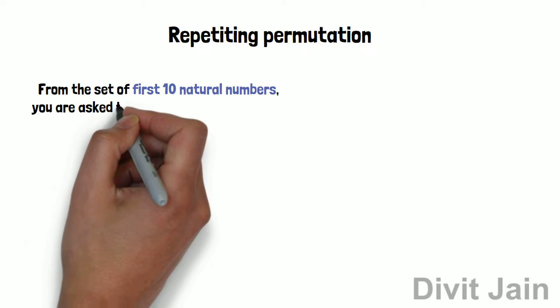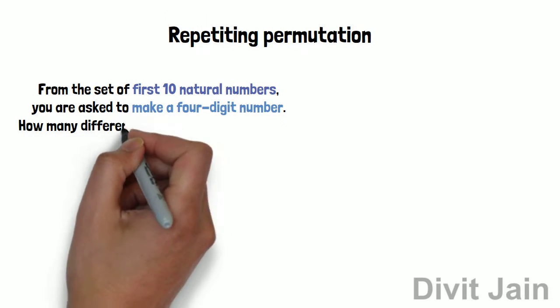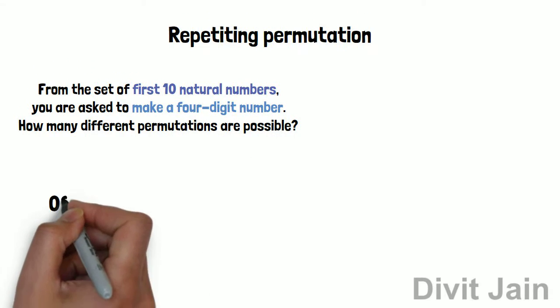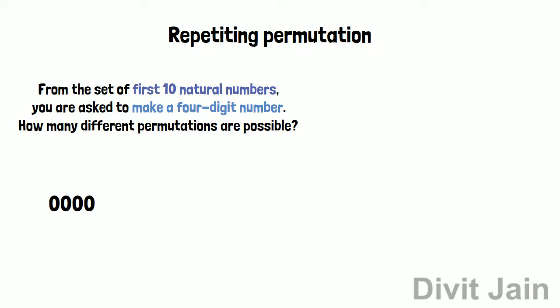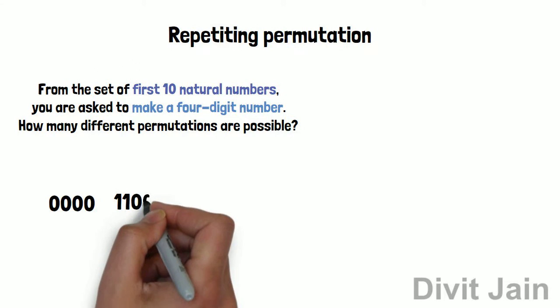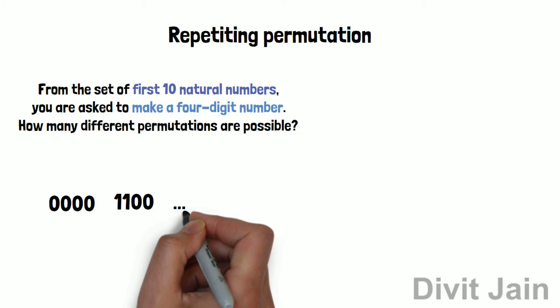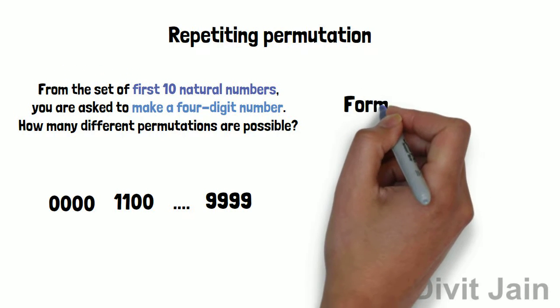From the set of first 10 natural numbers, you are asked to make a 4-digit number. How many different permutations are possible? See, if we want to make 4-digit numbers from 10 digits, we can place the digits at any 4 places, like 0000, 1100, 9999, etc.